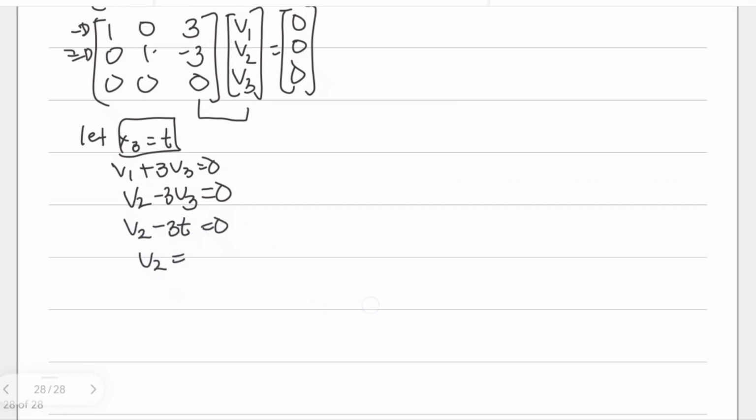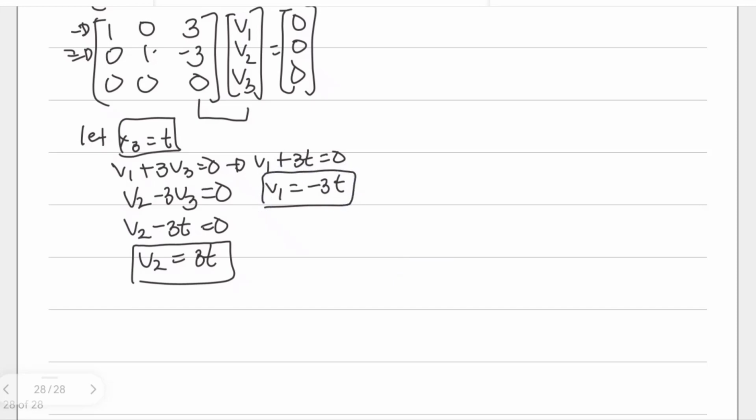V sub 2 is equal to positive 3t. And this will become v sub 1 plus 3t equal to 0. V sub 1 is equal to negative 3t. So our vectors here are expressed in terms of t. In short, the set of all vectors here can be represented as negative 3t, positive 3t, and then t.